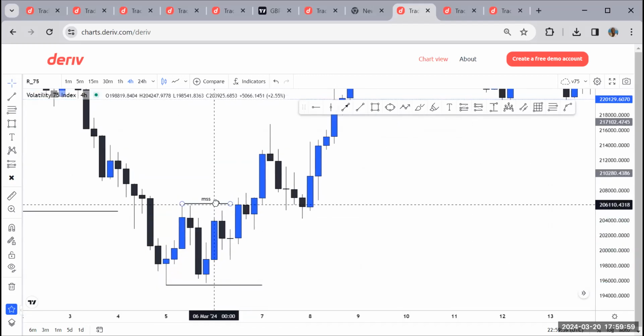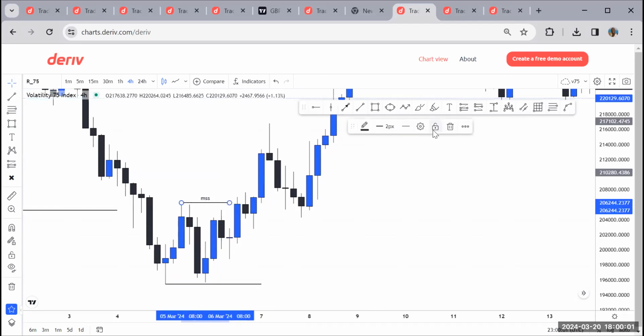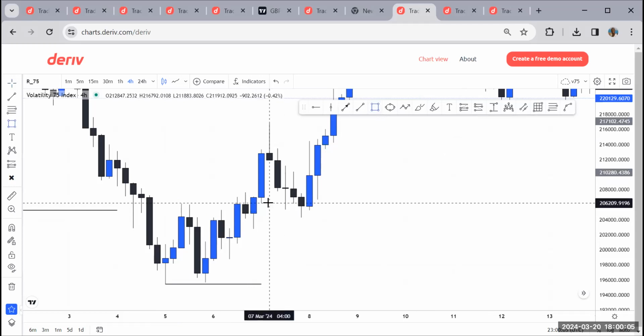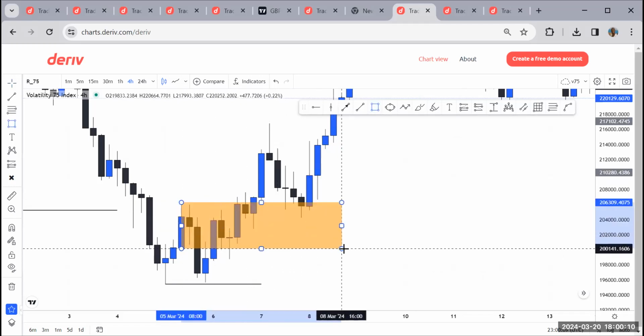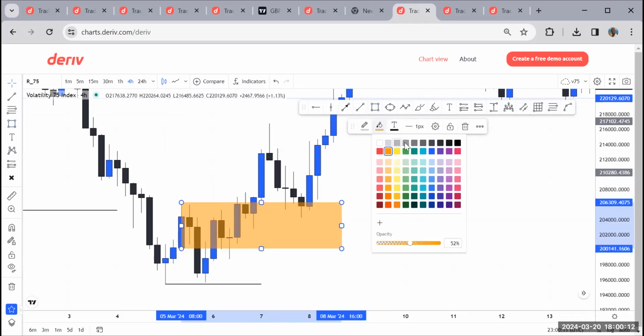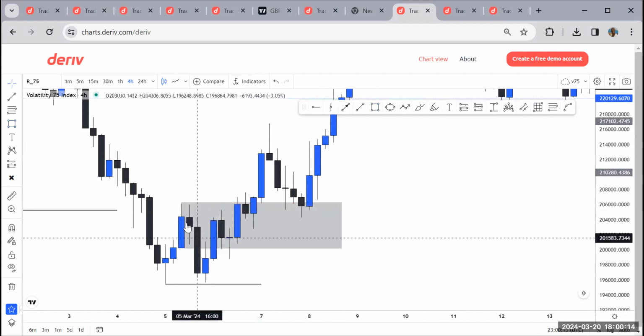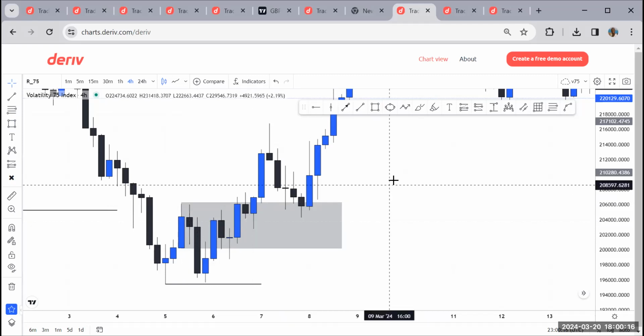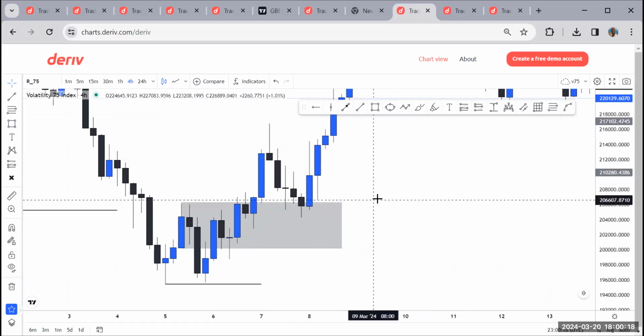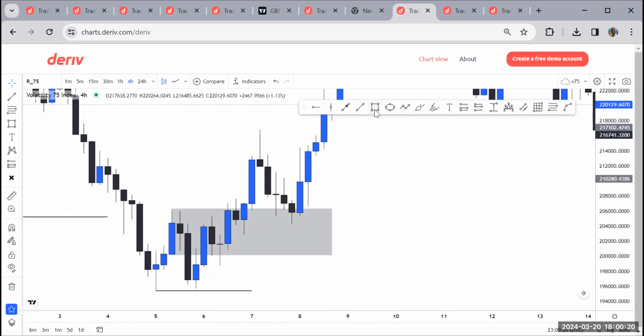This candle. Some people will mark from the body to the wick, others will mark from the wick to the body, but it's good to mark the whole wick to the body like this. So that whole candle becomes your mitigation block. When price returns there, you look for a buy. And you can see that price returned. This was the return.